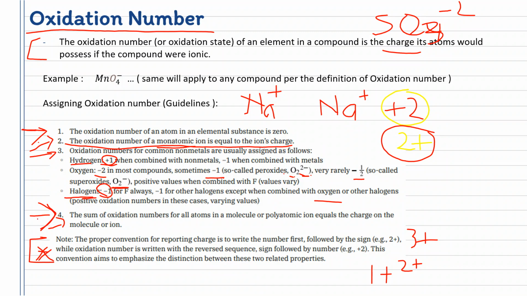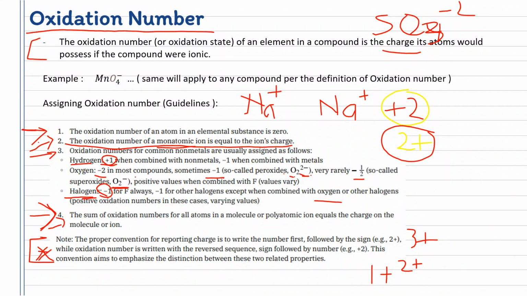Keep that in mind. Then the last rule says that the sum of oxidation numbers for all atoms in a molecule or a polyatomic ion equals the charge. So if you have a compound and there's a charge on top of that compound, you're going to equate the sum of each individual oxidation number to that charge. That is the last rule. We're going to use these 4 rules to guide us anytime we are assigning an oxidation number. Please refer to these 4 rules. You're going to need them.